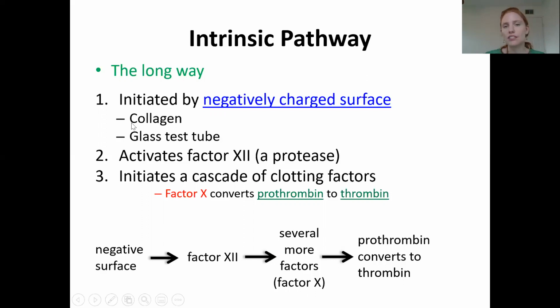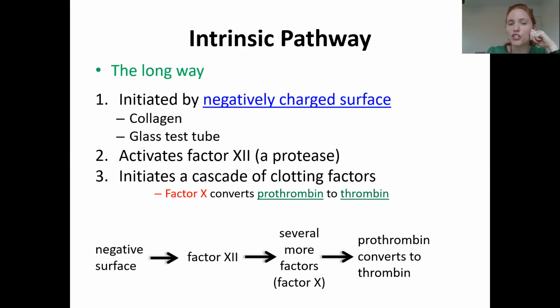Another thing that activates it is, remember that I was saying that collagen as a protein is negatively charged. So that collagen that's sitting around, exposed from the damaged blood vessel, can then activate the intrinsic pathway. The reason I call it the long way is because after you activate it with anything negative, you're going to have a whole series of factors that activate one thing and then another and another. It's a cascade. I don't want to go into that whole cascade. I don't think that's worth our time.